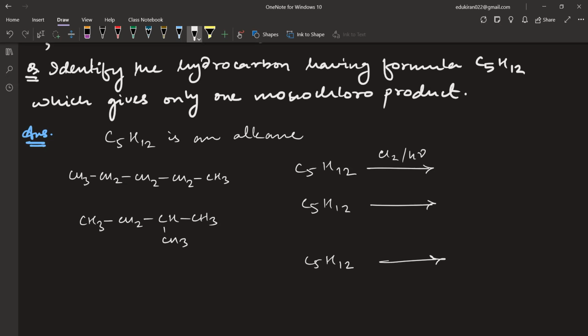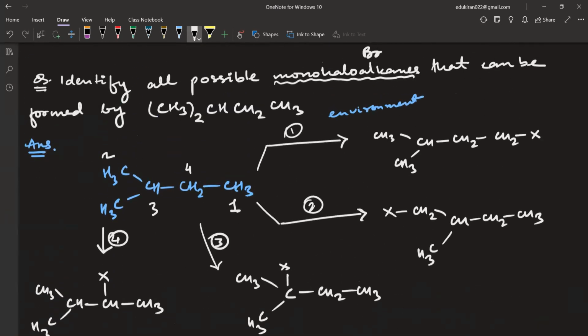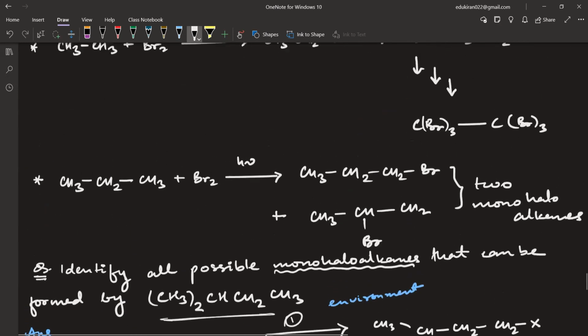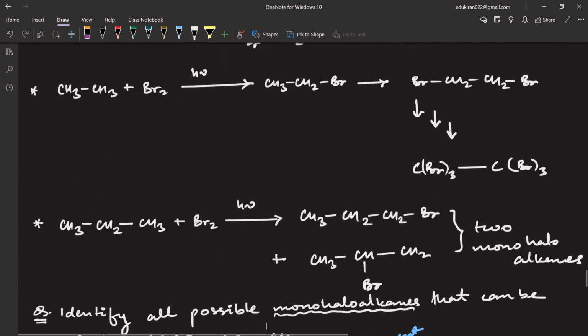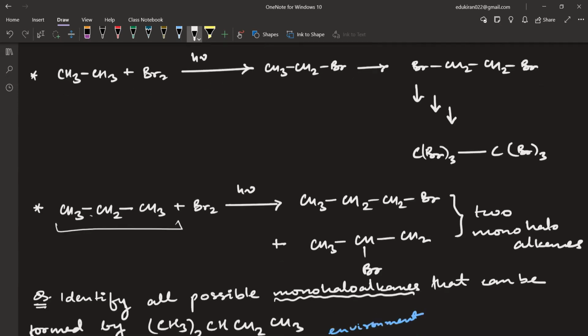So what was your question? Do you understand this question that we did earlier? Yes or no, please tell me. Yes. So when we are identifying monohaloalkanes, whenever we have an alkane, there are possibilities that we can have multiple monohaloalkanes, right? For example, in this case, how many monohaloalkanes did we have? There were four possible monohaloalkanes. Yes or no, please tell me. Okay, four possible.